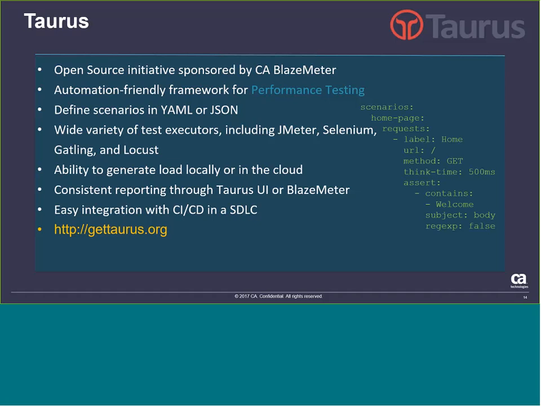And it has the ability to generate load locally, or you can also run it in the cloud using BlazeMeter, and you can get consistent reporting through Taurus UI, which is a text-based UI, or using BlazeMeter in the cloud. It offers easy integration with Jenkins so that you can do performance testing earlier in the SDLC. And if you need more information on Taurus, you can get it at gettaurus.org. This also provides you links where you can download the tool as well as samples that you can run on your machine.